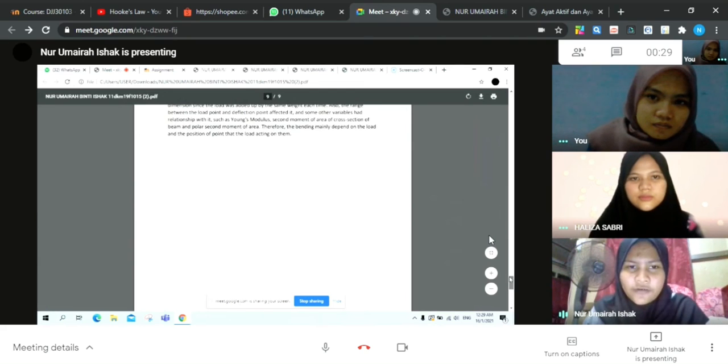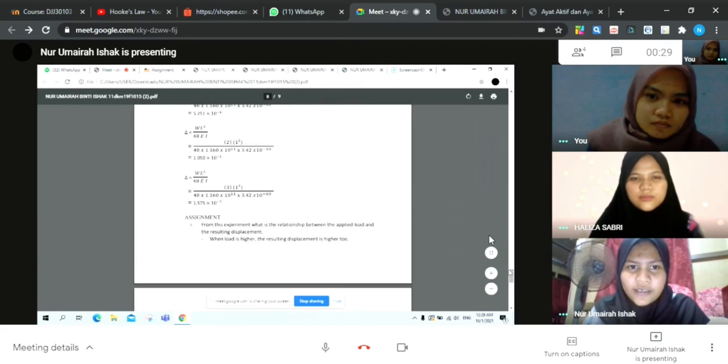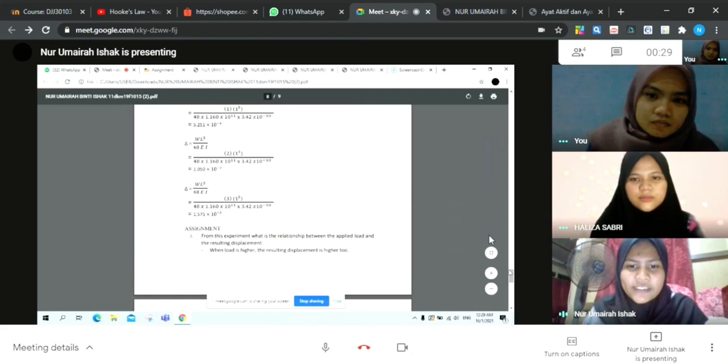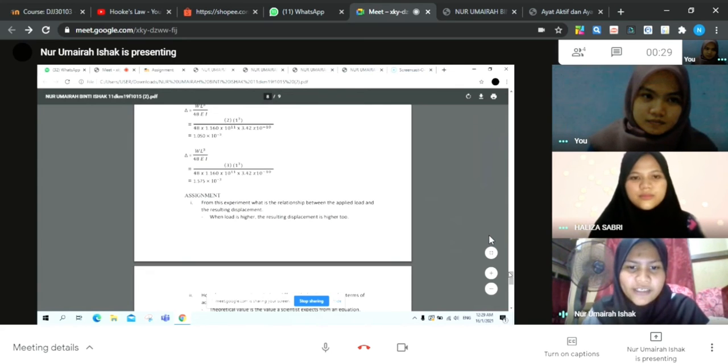Discussion for the experiment. From the experiment, what is the relationship between the applied load and the resulting displacement? When load is higher, the resulting displacement is higher too.